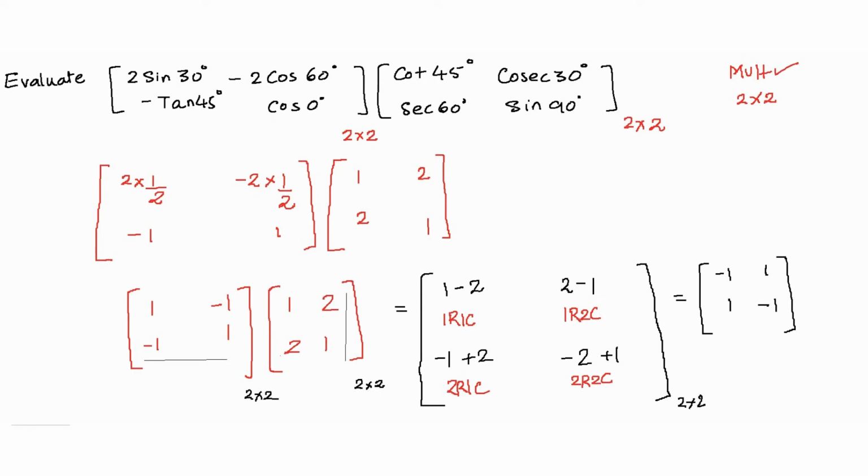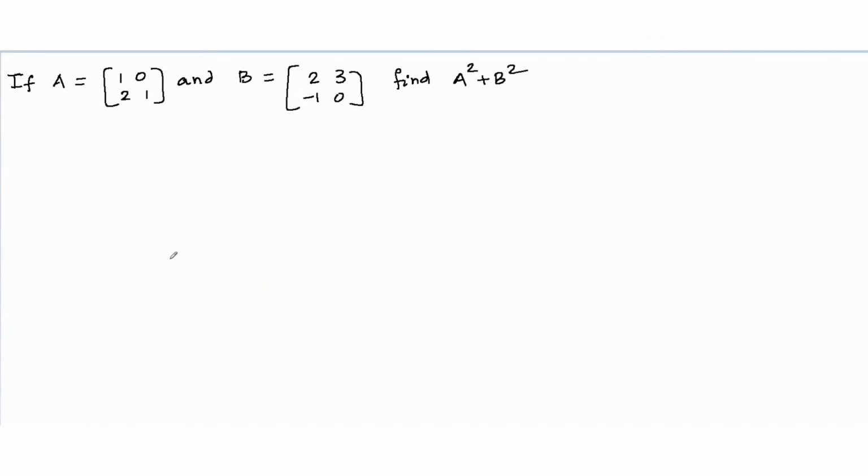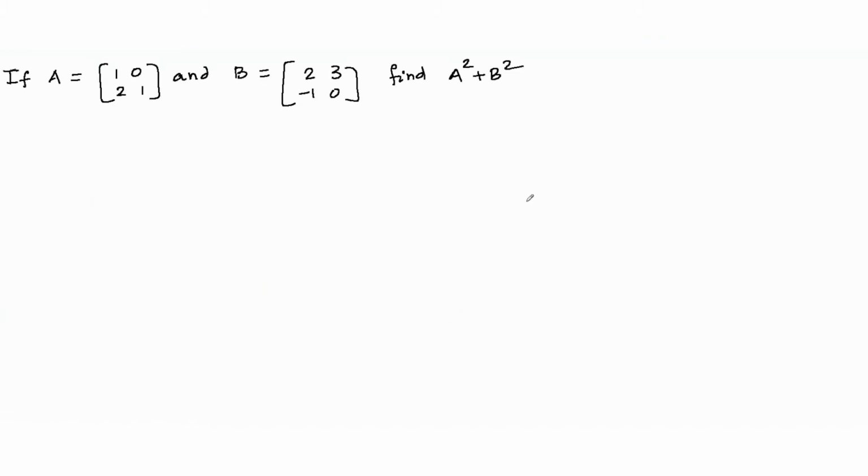Okay, moving on to the next question. In this question, we have to find A square plus B square. Matrices A and B are given to us. By the way, A square doesn't mean you have to square all the individual elements. A square actually means you have to multiply the matrix A with itself.